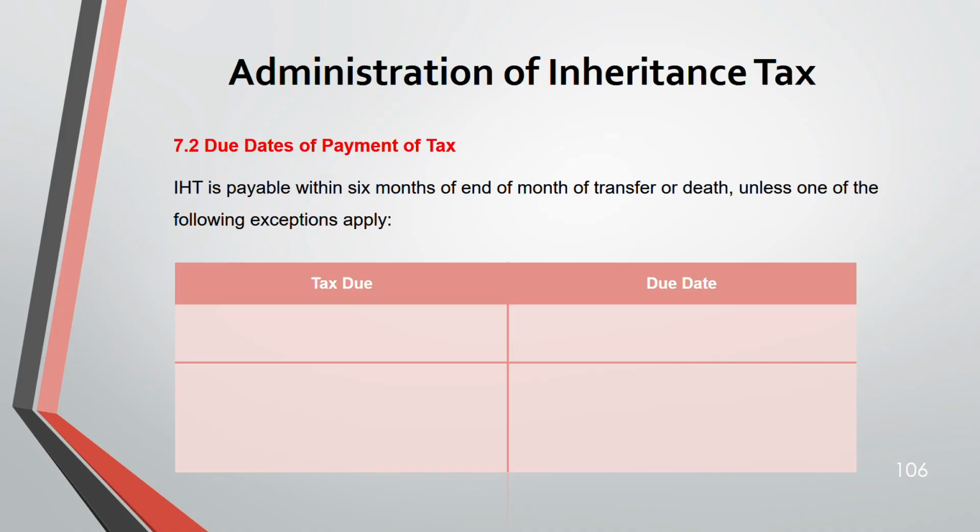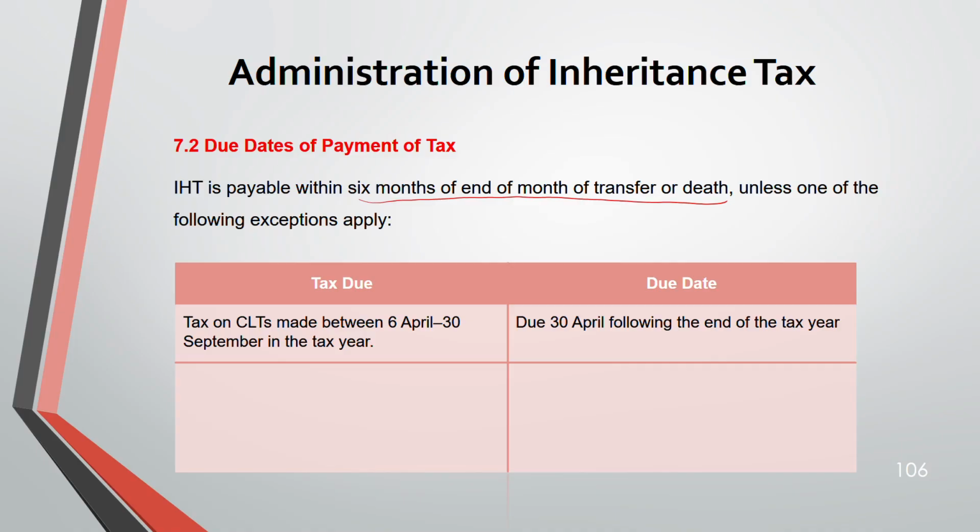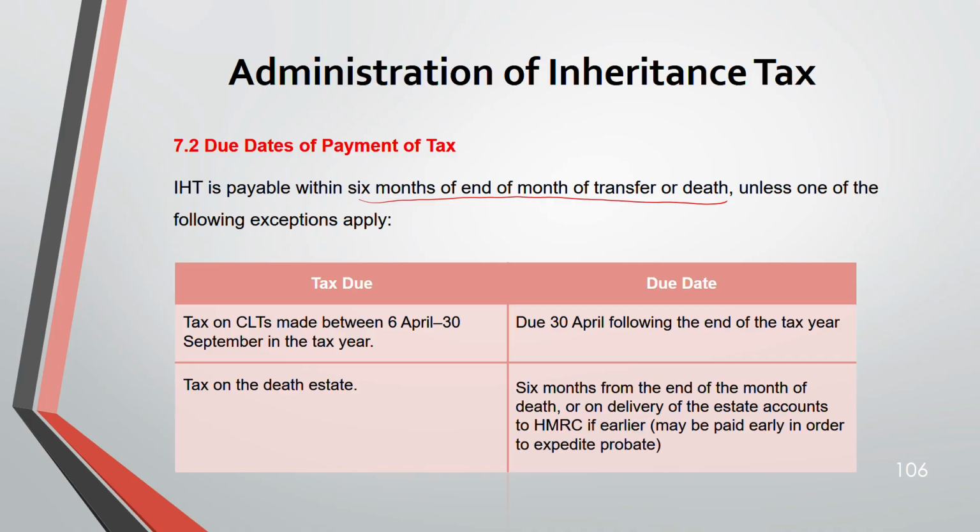So these are the time limits. IHT is payable within 6 months of the end of the month of the transfer or death, unless one of the following exceptions apply. If the tax is on a CLT between 6 April to 30th September, the due date is 30th April following the end of the tax year. If the tax is on the death estate, then it is 6 months from the end of the month of the death, or on delivery of the estate accounts to HMRC if earlier.